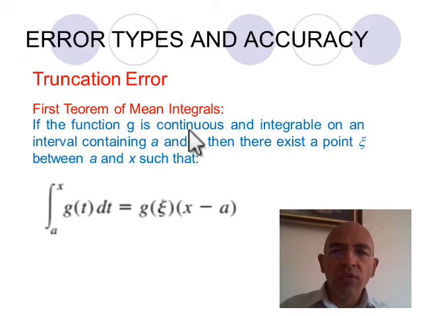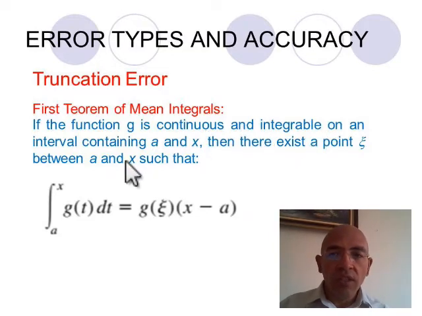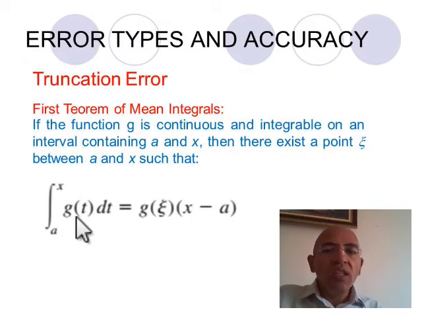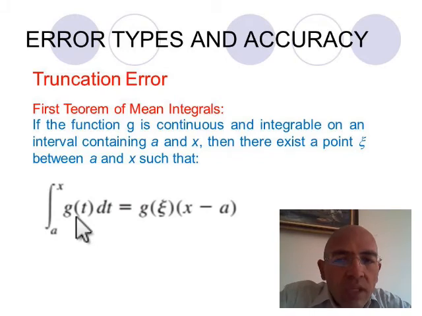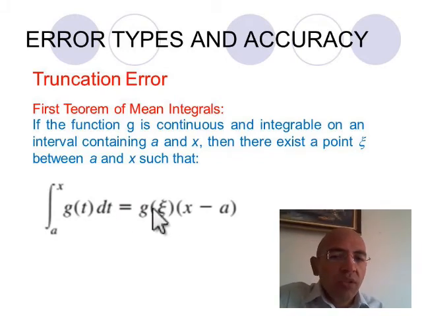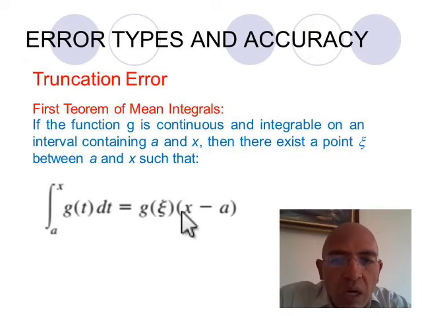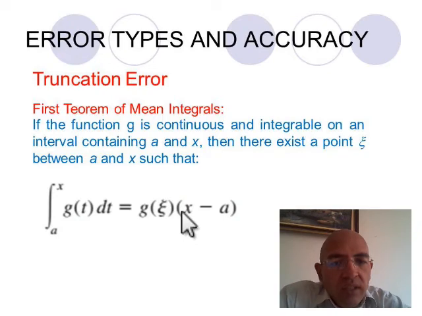So what is it? Let's read it. If the function g is continuous and integrable on an interval containing a and x, then there exists a point psi between a and x such that the integral from a to x of g(t) dt is equal to g(psi) multiplied by (x minus a). Now let's say that x is greater than a, and I want to integrate a function g(t). I can take an arbitrary value; it may be different, but certainly there exists one point. If you multiply the value of the function there with the distance between the bounds of that interval, it will give you the value of the integral itself.